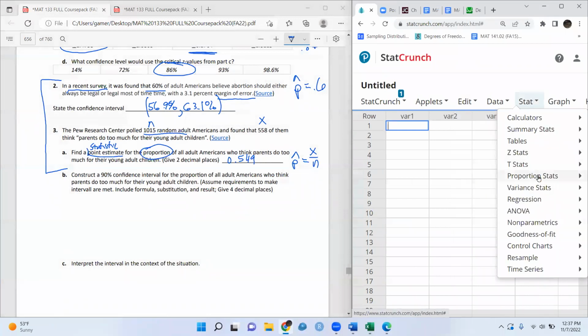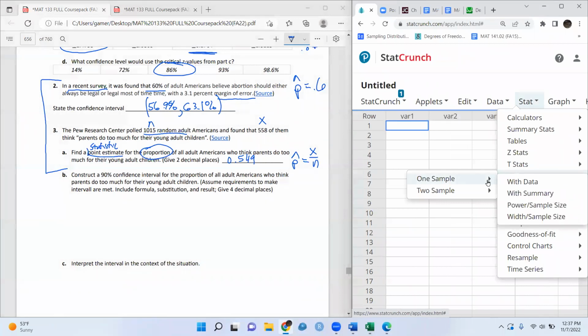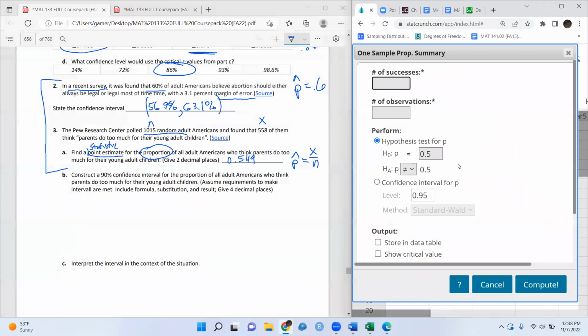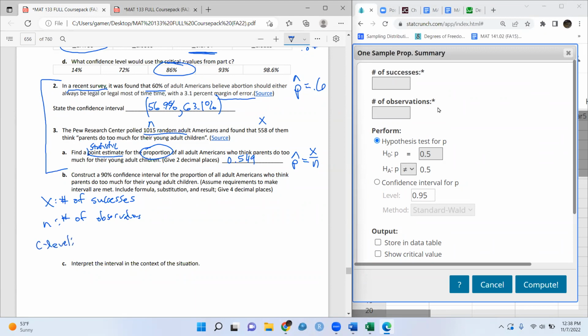You're going to go to Stat, Proportion Stats, and One Sample. Now, we will never have a data set for proportions. We're always going to use summary stats. And that's because the data sets are kind of annoying. They're going to be like yes or no. So we always just give you the summary. And notice what you need. You need the number of successes, and you need the number of observations. So recall that X is the number of successes, and N is the sample size, which in this case is the number of observations. That's all we need, that and the confidence level. Those are the three things we need to let StatCrunch calculate the confidence interval for us.